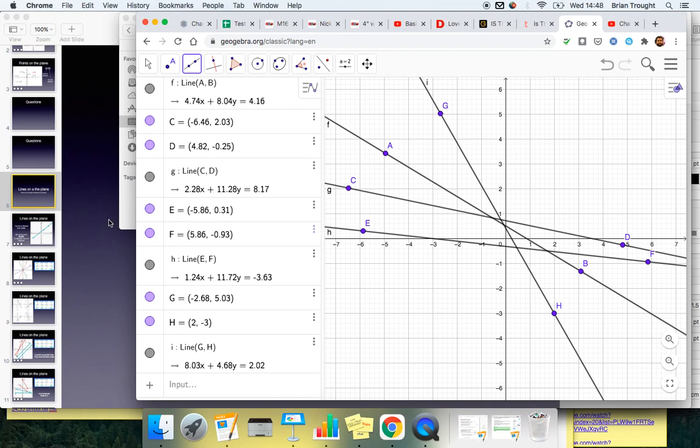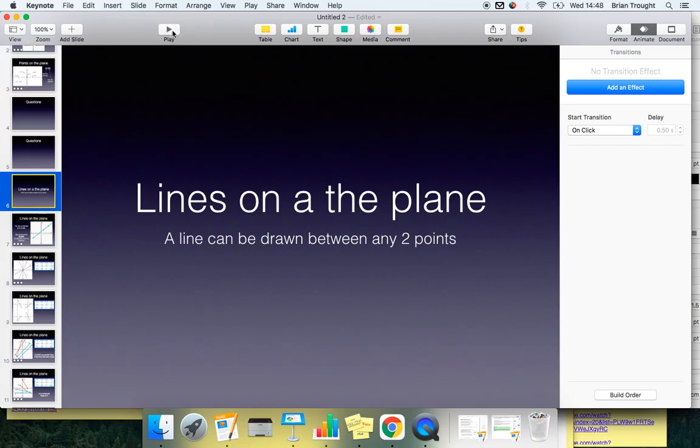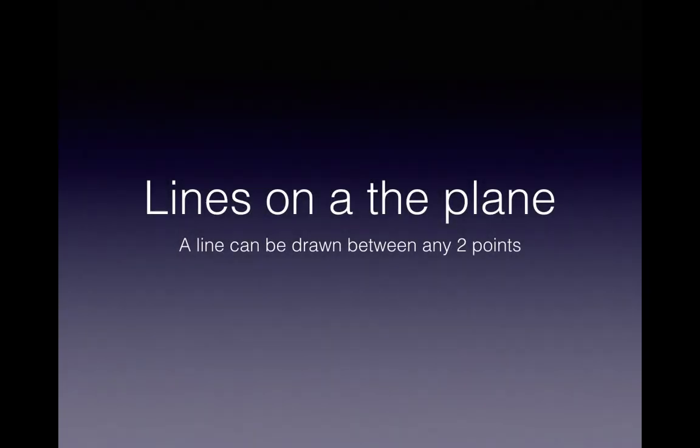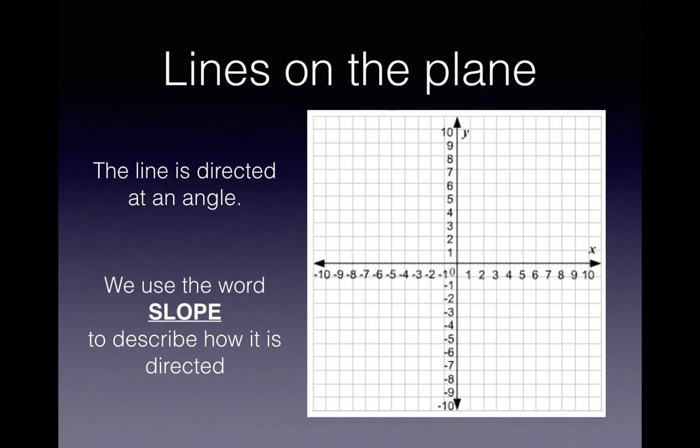Okay, so let's recap on this. So first off, lines can be drawn between any 2 points. So lines are directed at an angle, and we use the word slope to describe how it's directed. So look between 2 points, and its direction there is described by the word slope. Remember, we're thinking about it in terms of a car going from left to right. So in this case, we're going up the slope, and up the slope is going to be positive. Likewise, down the slope will be negative.